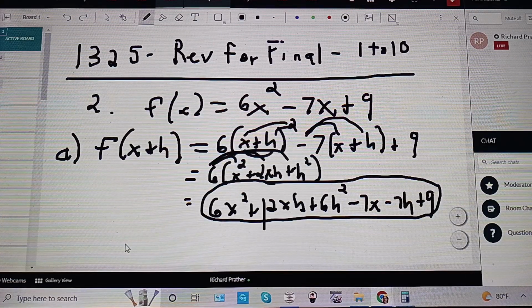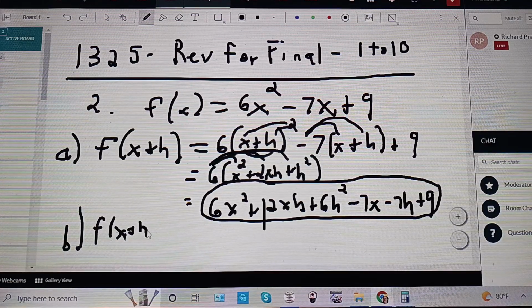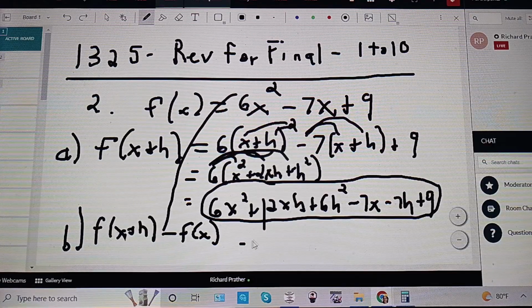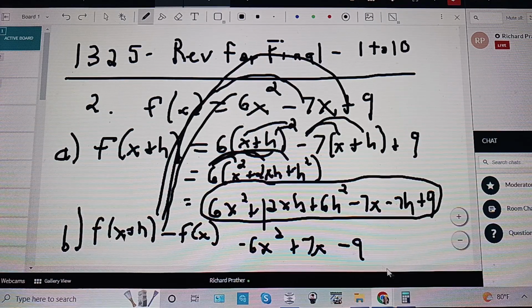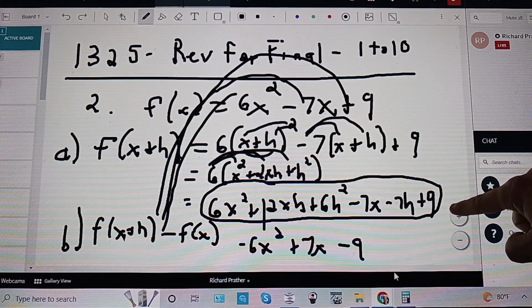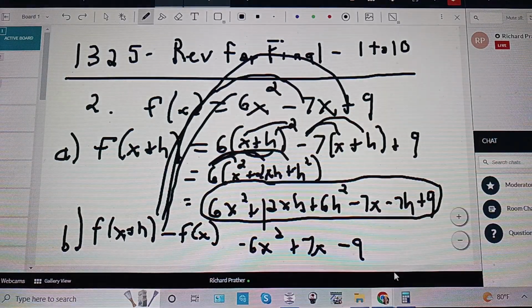Now if you take that f of x plus h and minus the original f of x. So the original f of x were these 3 terms. I'm going to put the minus on each one and get a negative 6x squared, a positive 7x, and a negative 9. And maybe you remember back when I did that, I used to have this like all the way on the right there. It was all in one long line, but it's okay if you don't. If I ran out of room over here, I can't fit it in.